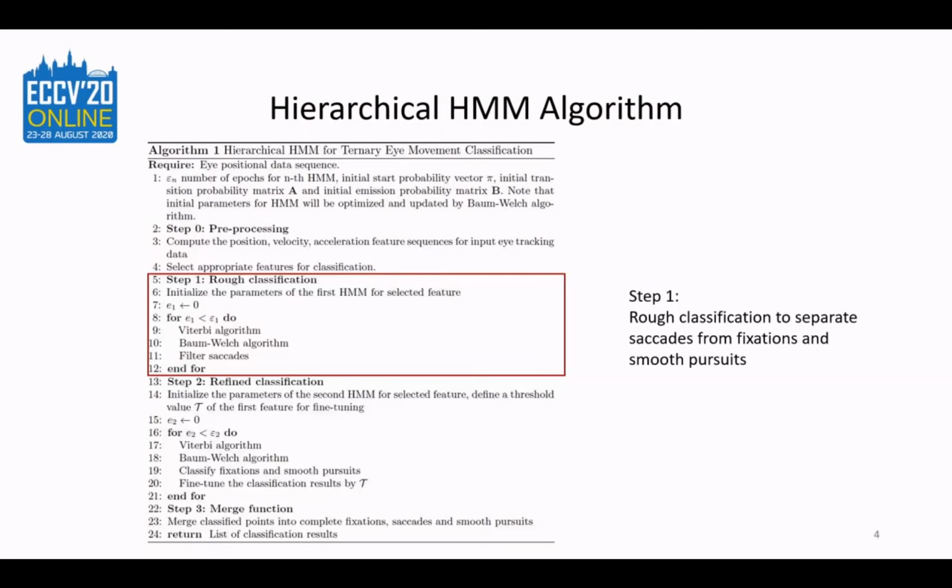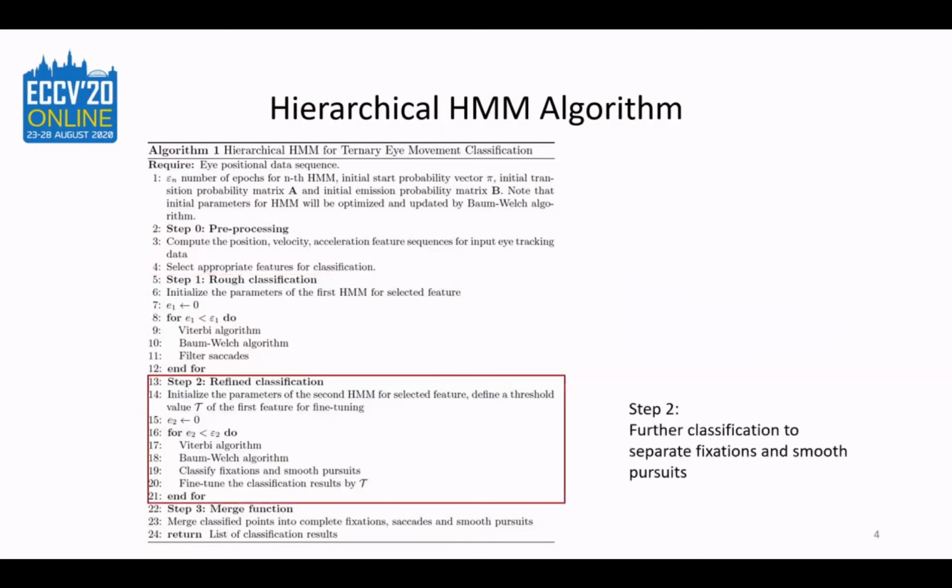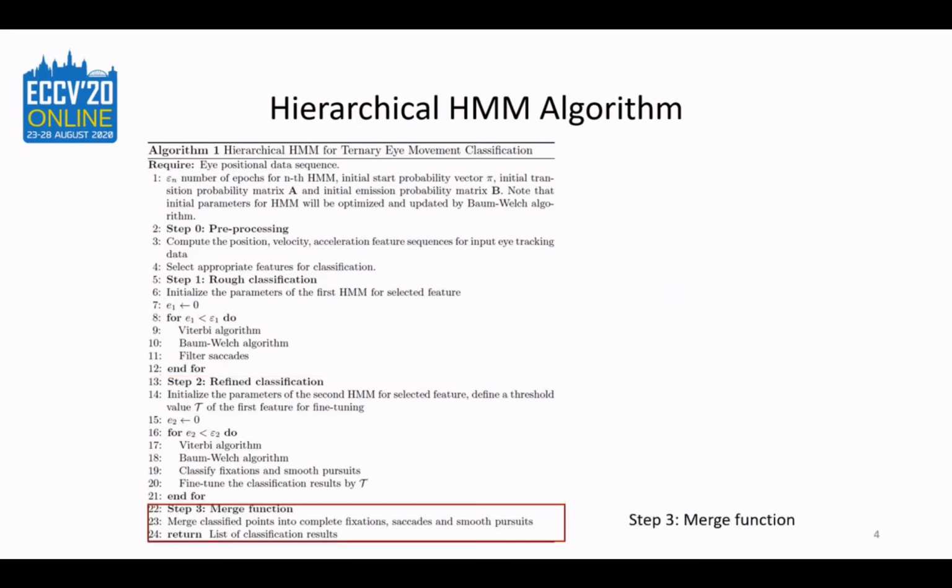We refer to the first stage as rough classification because the classification results will be fine-tuned in later steps. The second stage classification adopts a different feature to separate fixations and smooth pursuits by another hidden Markov model, using the first feature as a fine-tuning criterion at the same time. The final step of our hierarchical hidden Markov model is to merge the classified points into complete eye movements with temporal and distance duration criteria. More implementation details can be found in our paper.